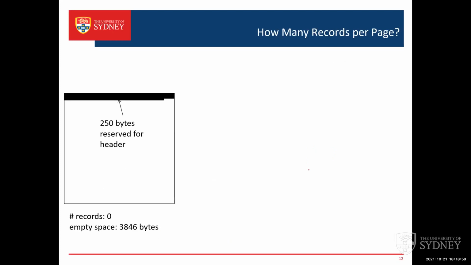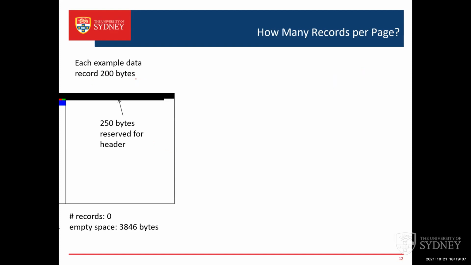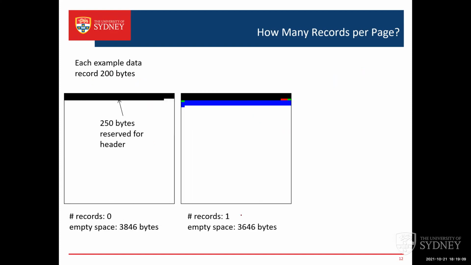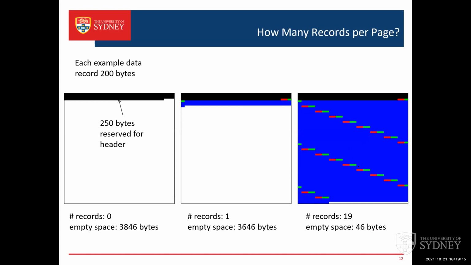So if we now start storing, we know that each record takes up 200 bytes, right? So if we put them in there, after putting the first record, 200 bytes is gone. After putting the second record, another 200 bytes is gone. So that's how we can keep inserting as long as we have space. So it should be 19 records per page.